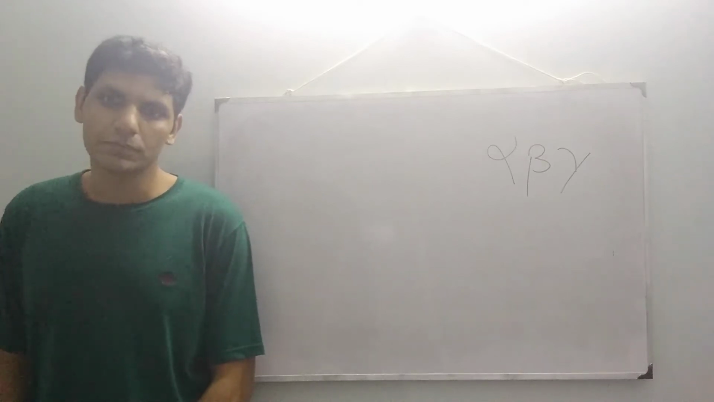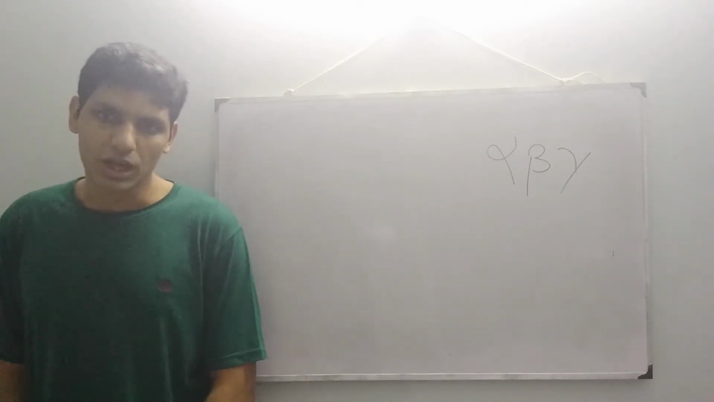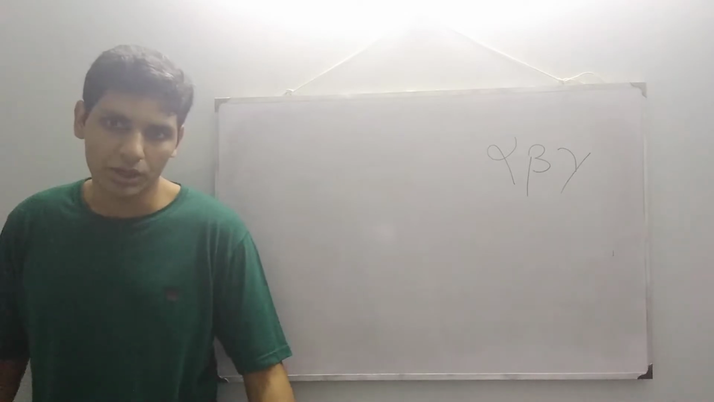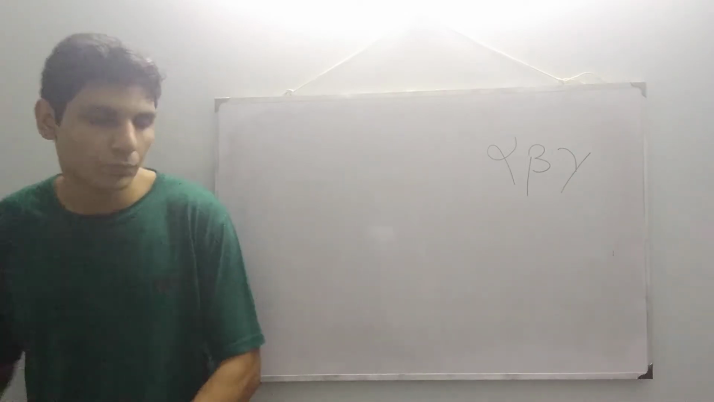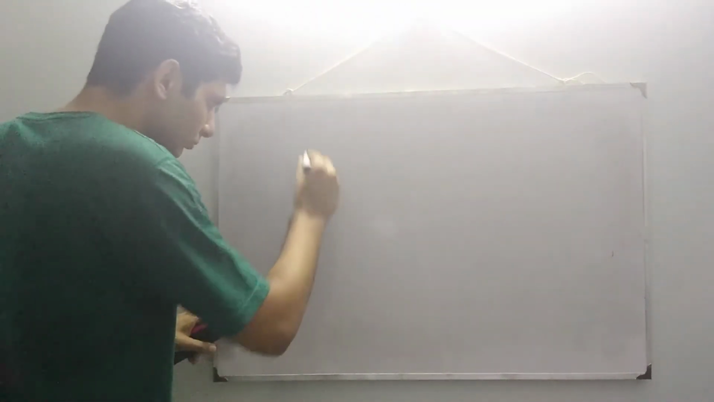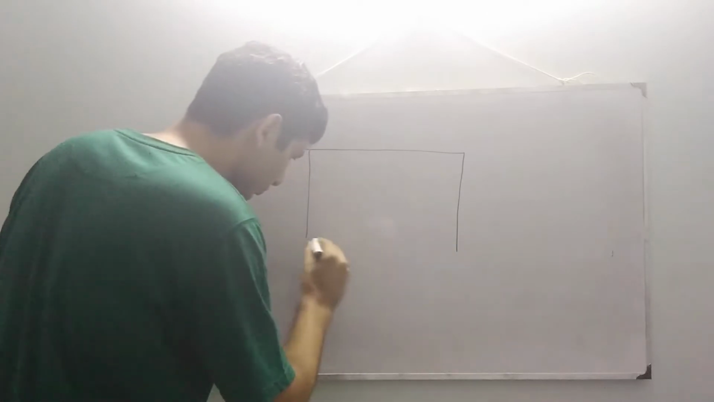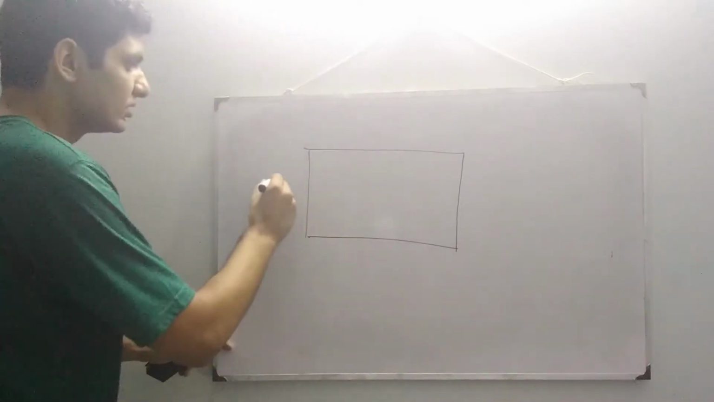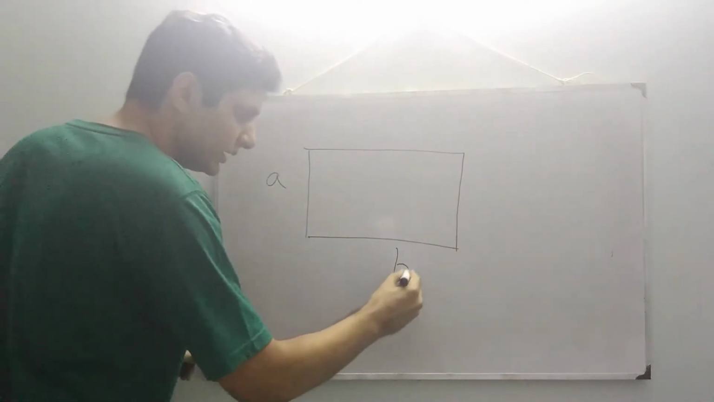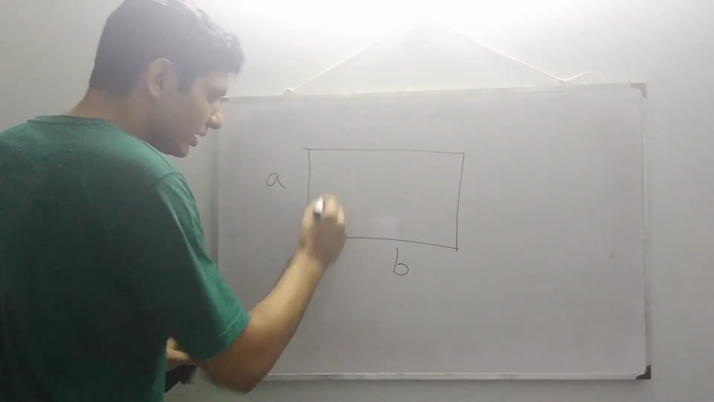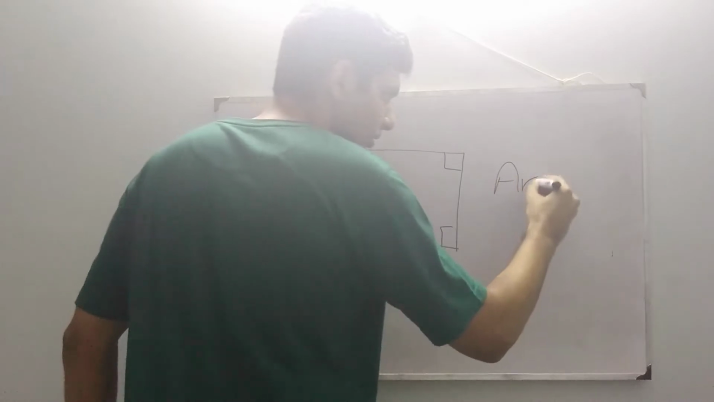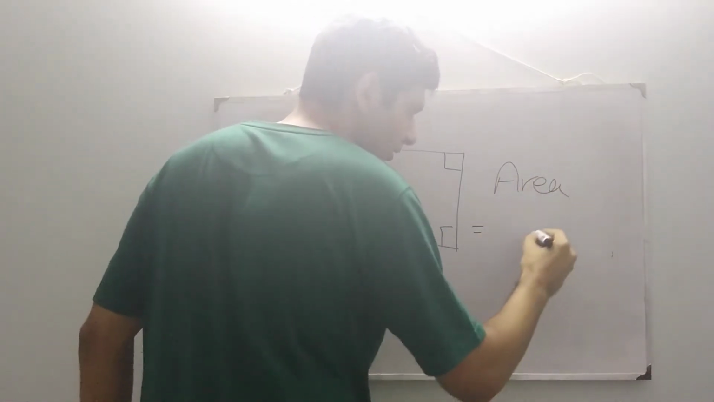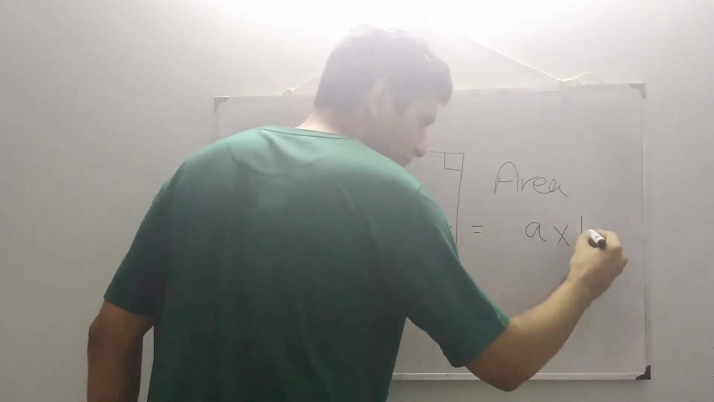Let's talk about the areas of some basic shapes. I'll start with the area of a rectangle. That will be all I know, and let's see where we can go from there. So, if I have a rectangle that has sides A and B, then the area of this rectangle is given by A times B.